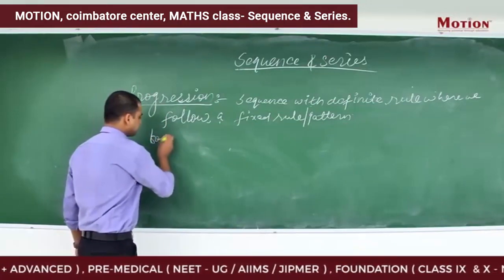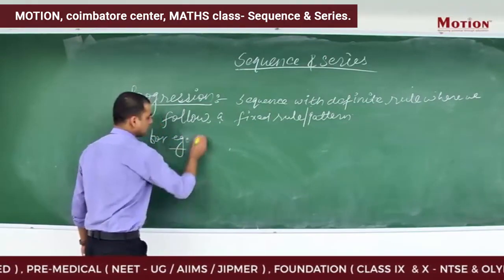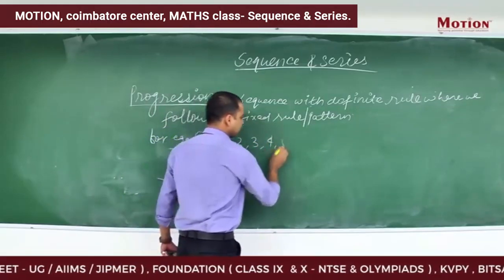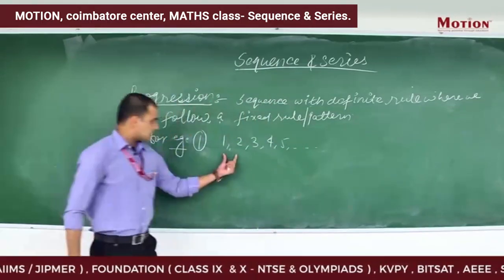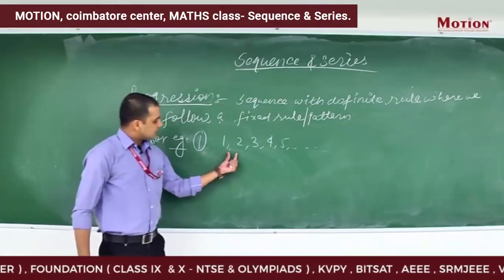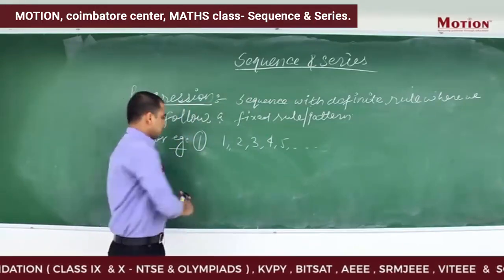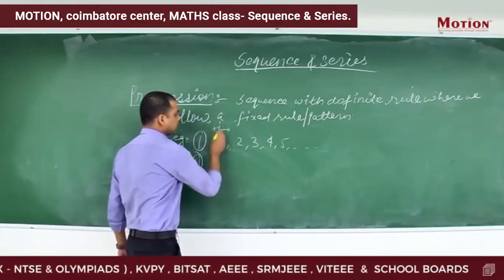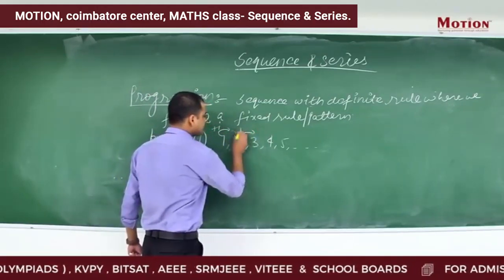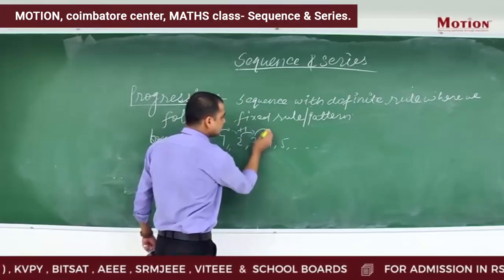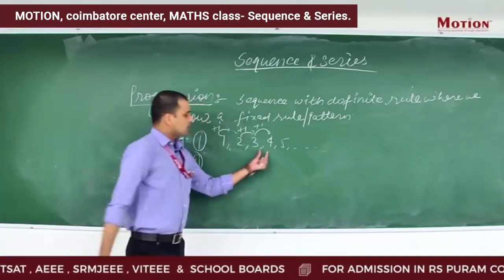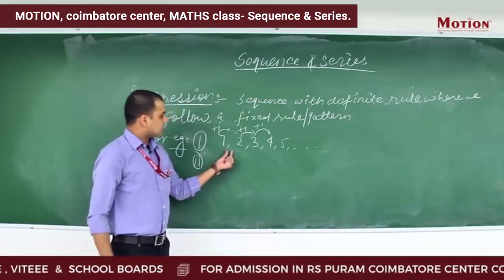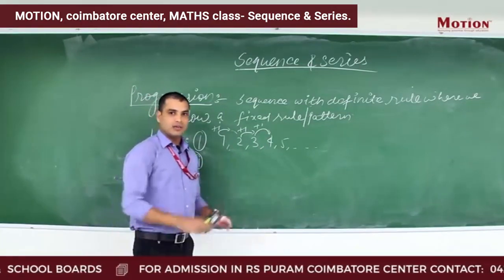For example, the first example I am taking is 1, 2, 3, 4, 5. In this way it is going. From this example we can say that every next term is increased by 1. If you add plus 1 you get 2, if you add plus 1 you get 3, if you add plus 1 you get 4. So every next coming term is added by plus 1.